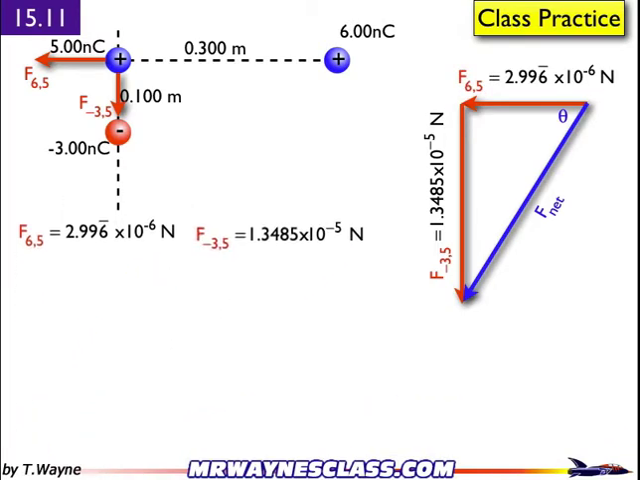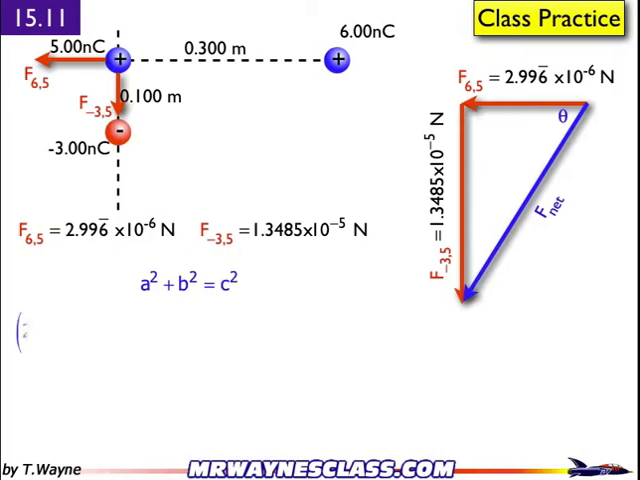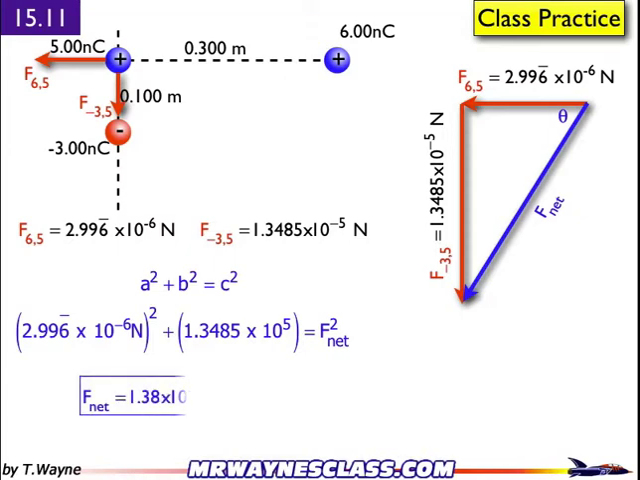So let me clear up the screen and make a little bit of room. To find the net force, the magnitude of it, I'm going to use Pythagorean's theorem, a squared plus b squared equals c squared. Putting in my numbers for the sides of the triangle, I get F net to be 1.38 times 10 to the negative 5 newtons.